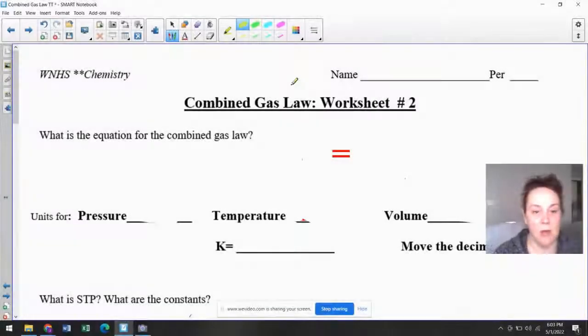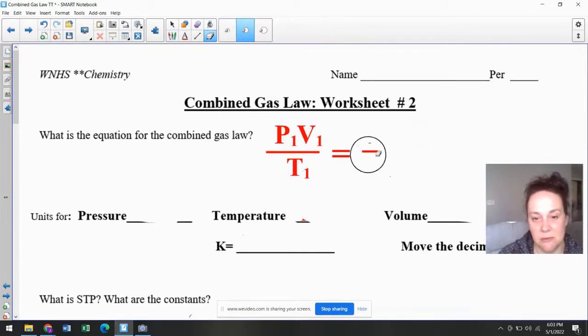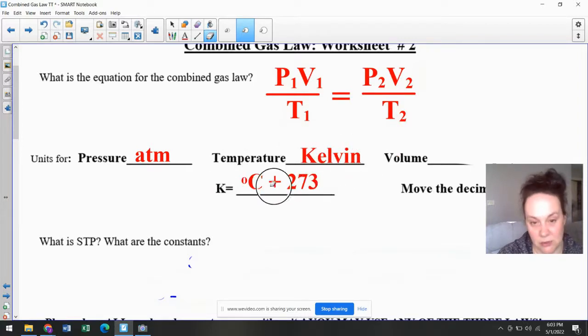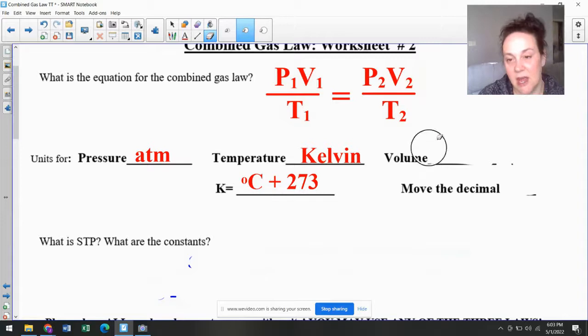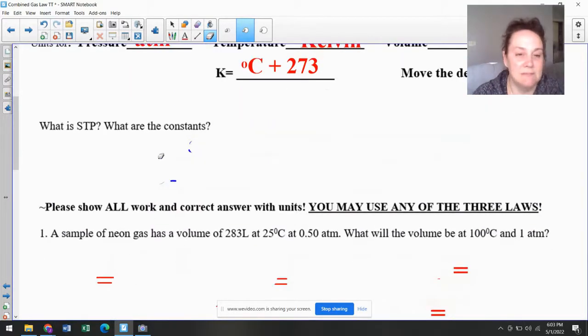All right, so here we go. What is the equation for the combined gas law? That's P1V1 over T1 is equal to P2V2 over T2. Pressure is in atmospheres, temperature in Kelvin. Remember, you add 273 to Celsius. And volume is in liters, and you have to move the decimal 3 times to get from milliliters to liters. STP is standard temperature and pressure.